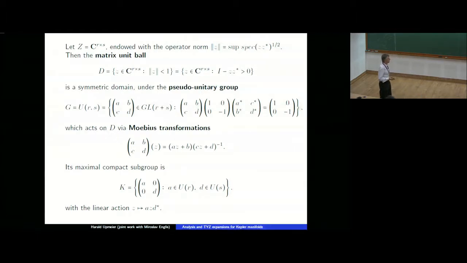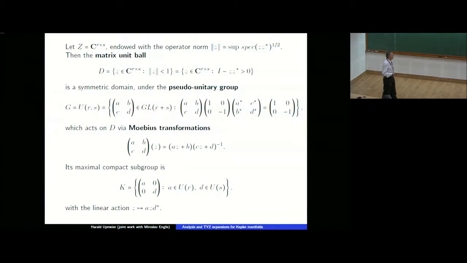But of course, projective geometry helps us in this respect. The transitive group is the so-called pseudo-unitary group of type R, S, U(R,S). This means all block matrices A, B, C, D in GL(R+S) such that they are unitary with respect to the degenerate form 1, 0, 0, minus 1, which acts on the domain via Möbius transformations. You know this from classical function theory, but here it's matrix valued: (AZ + B)(CZ + D) inverse.